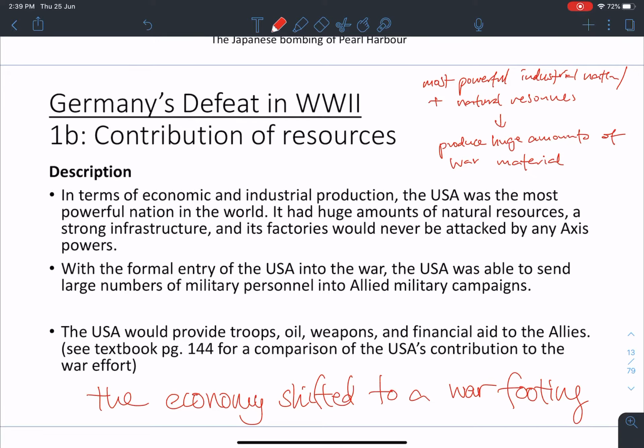There's a point here about the factories never being attacked by any Axis powers. Axis powers refers to Japan and Nazi Germany. Why? Because America is protected by the Pacific and the Atlantic Ocean. What it means is that Axis bombers and fighters will never be able to cross the sea in order to attack them. So that is what we're talking about. Point 2 is basically about manpower.